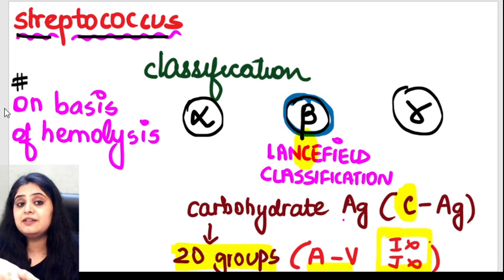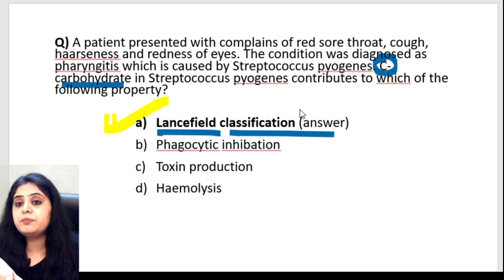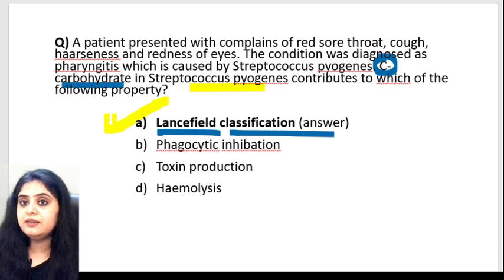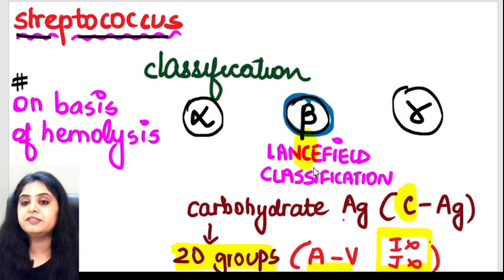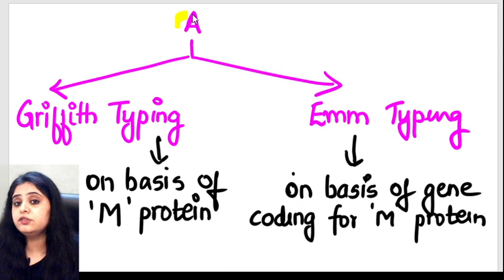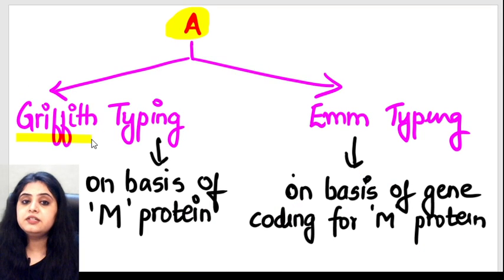So group A, in fact, the one that I told you, Streptococcus pyogenes, I'm actually going to ask you this, which group does it fall under? Is it a group A beta hemolytic Streptococcus? Yes, so Streptococcus pyogenes is a group A beta hemolytic Streptococcus. Now you know the group is based on Lancefield classification. So only if I take this group A, now I'm only focusing on this group A, it can further be having a Griffith typing and an M typing.